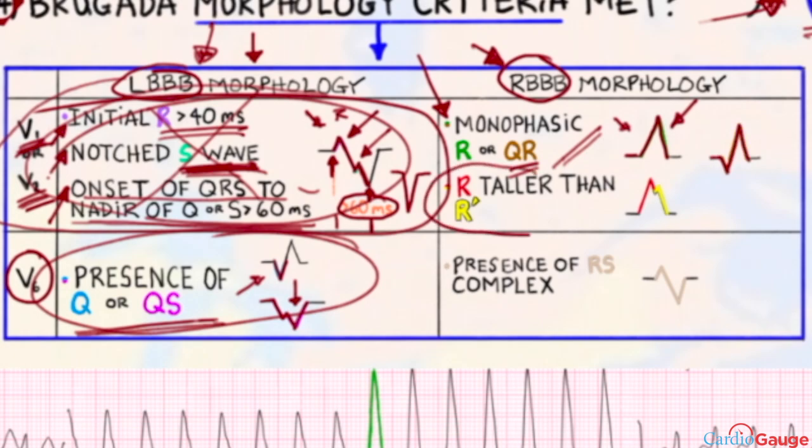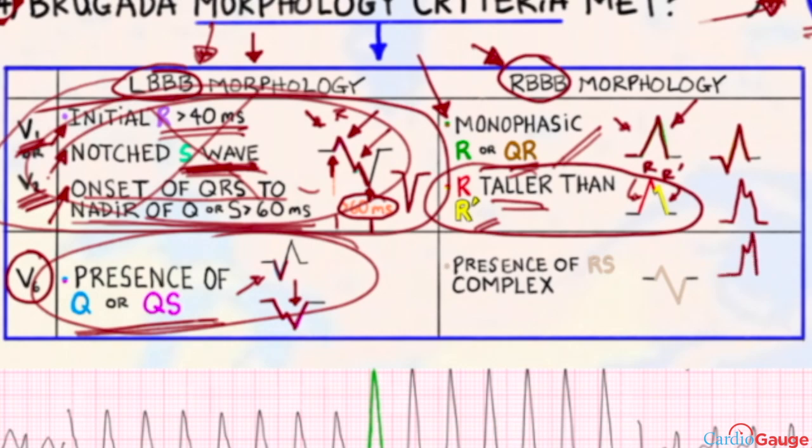And then here's my favorite of the Brugada criteria because it's pretty easy for me to remember, and that is the R is taller than the R prime in lead V1. So what that means is you've got the R here and the R prime is here. Basically, the first bunny ear is taller than the second bunny ear. And that's actually really abnormal for right bundle branch block. With right bundle branch block, almost always the first bunny ear is shorter than the second one. So I find this one really easy to remember.